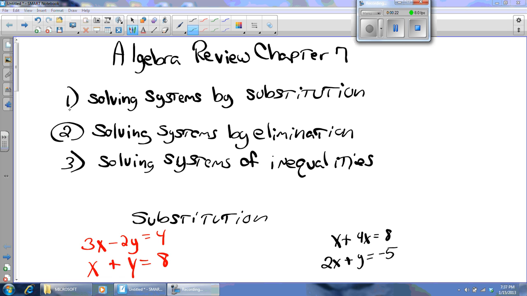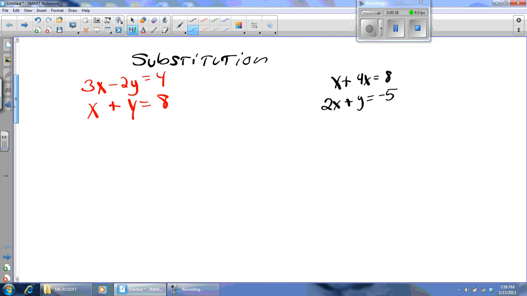Here are the three things you're going to need to know how to do. 1. Solving systems by substitution. 2. Solving systems by elimination. 3. Solving systems of inequalities. This will involve graphing. Okay? So first we're going to go over substitution.